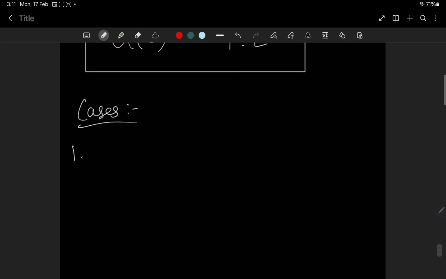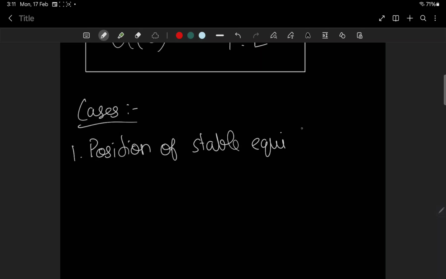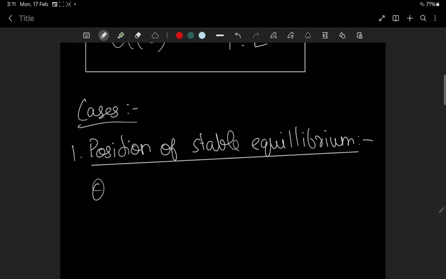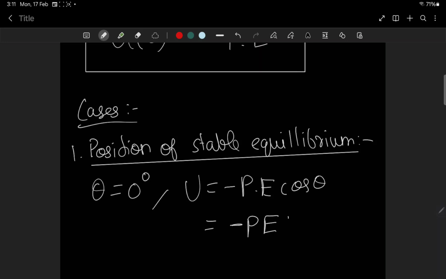The first is the position of stable equilibrium, when you are keeping a dipole in an external field. Stable equilibrium means potential energy should be minimum. To make energy minimum, we give theta equal to 0 degree. Then U is equal to minus PE cos theta, that is minus PE. That is the minimum value, hence it is in stable equilibrium.